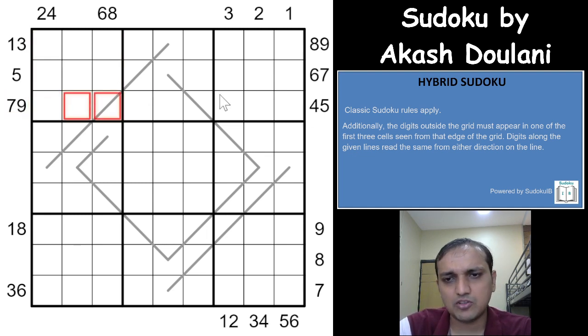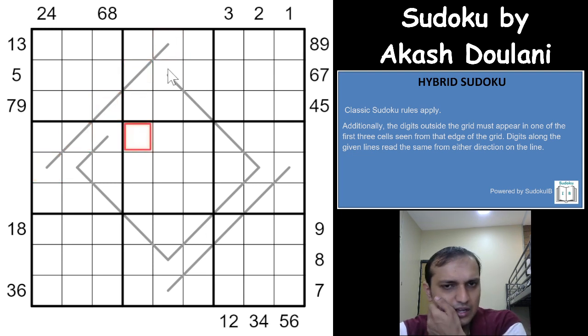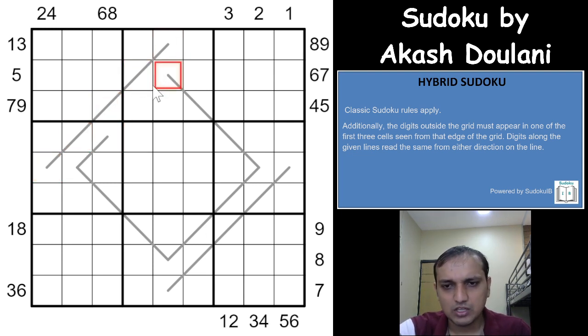Everywhere you have digits given, those digits would have to be in the first 3 cells in the corresponding row or column. And apart from that, you have some lines in the grid. These lines act as palindrome lines, which means the numbers read the same from both directions. So if it is 1, 2, 3, this also would be 1, 2 and 3. So it's the same in both directions, and nothing else. With that, let us start solving this Sudoku.